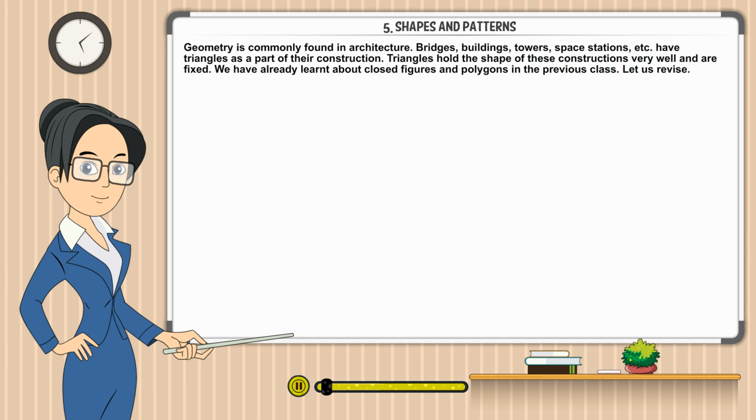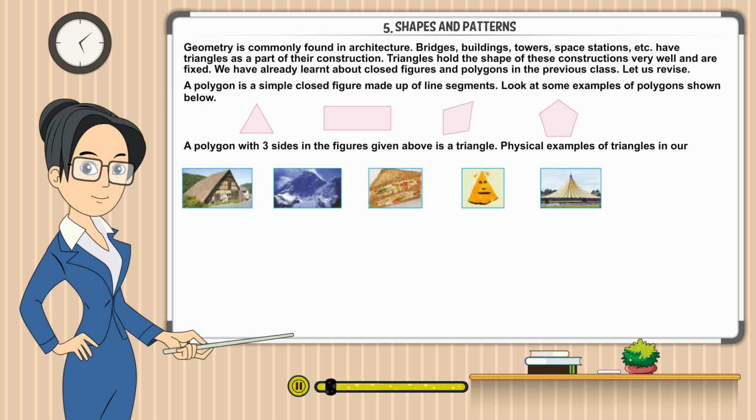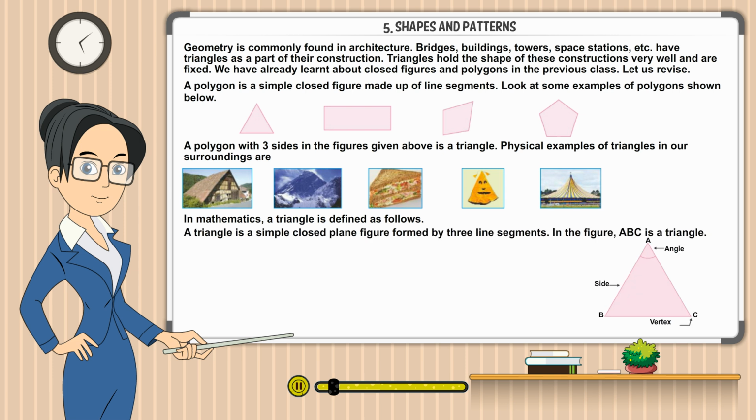We have already learnt about closed figures and polygons in the previous class. Let us revise. A polygon is a simple closed figure made up of line segments. Look at some examples of polygons shown below. A polygon with three sides in the figures given above is a triangle. Physical examples of triangles in our surroundings are shown. In mathematics, a triangle is defined as follows. A triangle is a simple closed plane figure formed by three line segments.